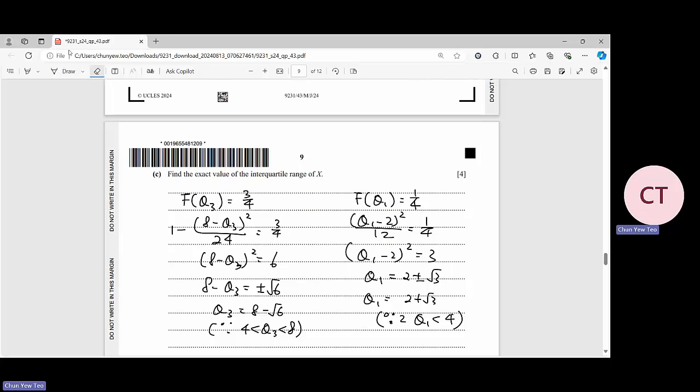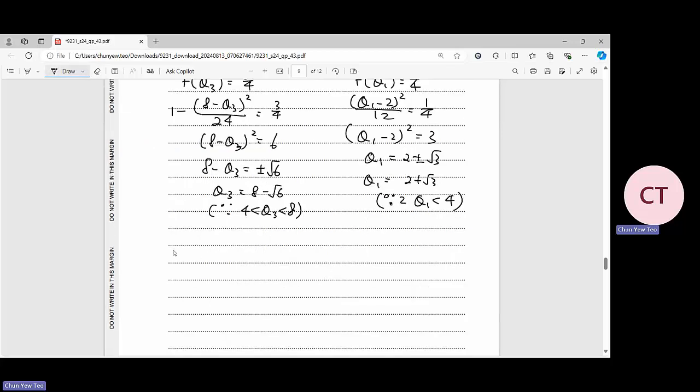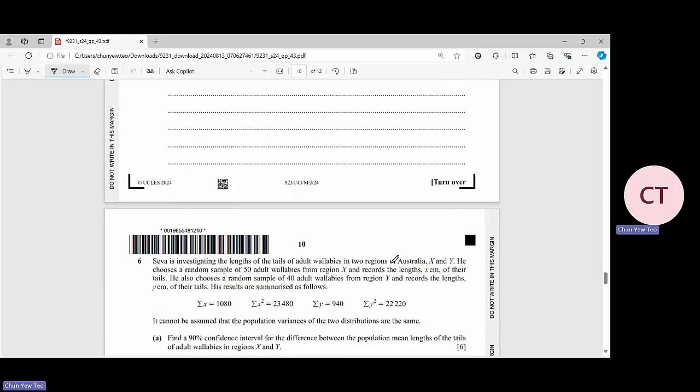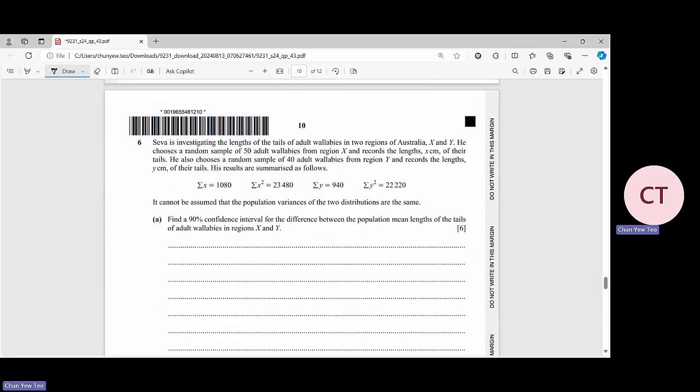Okay, so we have found the Q1 and we have found the Q3. So your IQR is Q3 minus Q1. It will be 8 minus root 6 minus (2 plus root 3). Then you get 6 minus root 6 minus root 3. Okay, so this is the answer for question number 5C. And okay, that's all. So move on. We have question number 6.